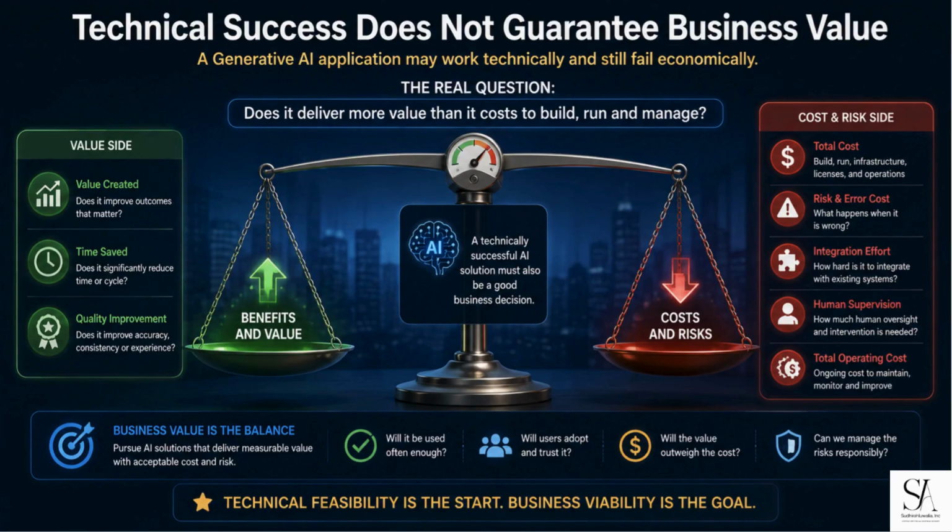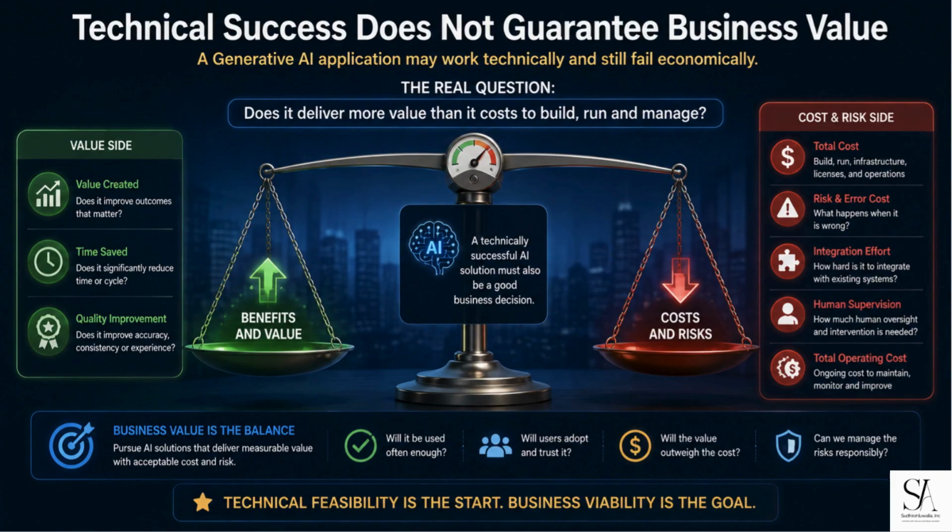The 13th limit is return on investment and use case selection. A generative AI application can work technically and still fail to create worthwhile business value. It may save too little time, require excessive supervision, create additional compliance work, or address a task that occurs too infrequently to justify the investment.